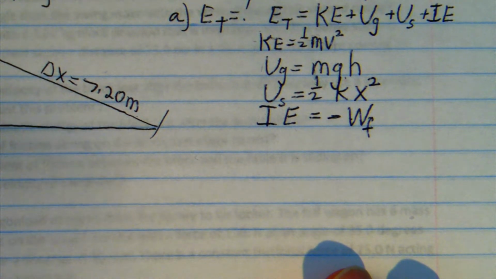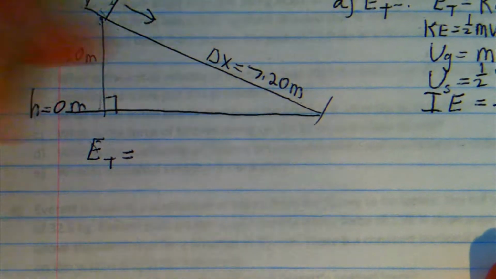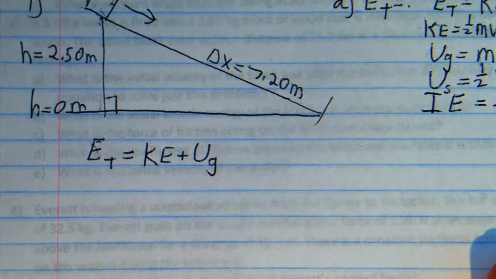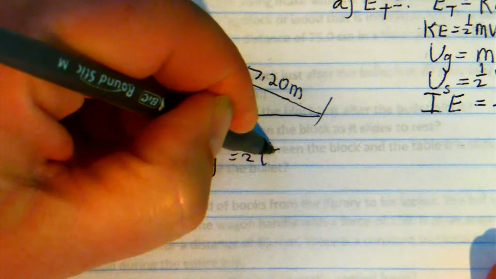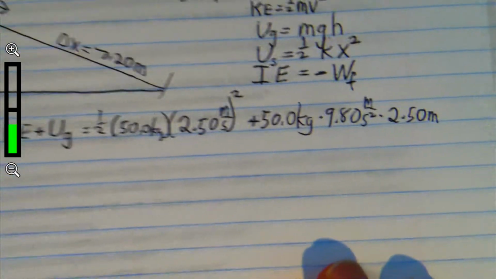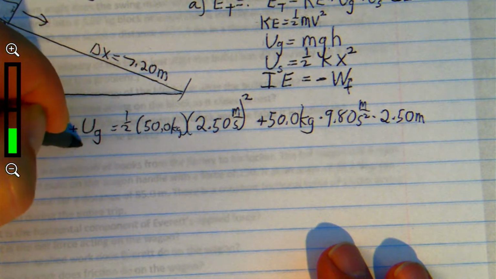The total energy, E_T, is the sum of kinetic energy and gravitational potential energy. In this case, 1/2 times 50.0 kilograms times an initial velocity of 2.50 meters per second, quantity squared. Add to that gravitational potential energy: 50 kilograms, times the acceleration due to gravity here on Earth, 9.80 meters per second squared, times its elevation above the 0 reference point. I'm just going to put all that into the calculator in one shot.